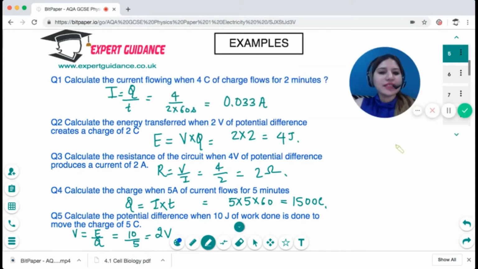Now let us look at a few questions that can be asked related to these triangles. First is, calculate the current flowing when 4 coulombs of charge flows for 2 minutes. Now you need to take care of the units. The units have to be in seconds. So current is charge over time. Charge is 4 coulombs. Time is 2 minutes. So times by 60 is 120 seconds. So the answer would be 0.033 amps.